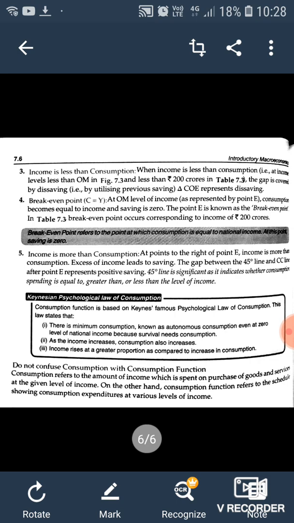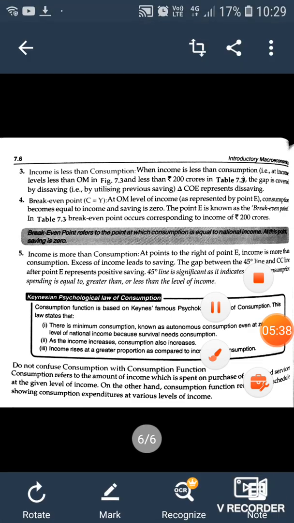So there are two different things, consumption and consumption function. Consumption is income spent on goods and services, and the consumption function is the schedule showing consumption at different levels of income. Now the Keynesian psychological law of consumption states that some minimum consumption exists even when income is zero. As income increases, consumption increases, but income increases at a greater proportion than consumption. So consumption increases at a less than proportionate rate of increase in income. This is given by the Keynesian psychological law of consumption.